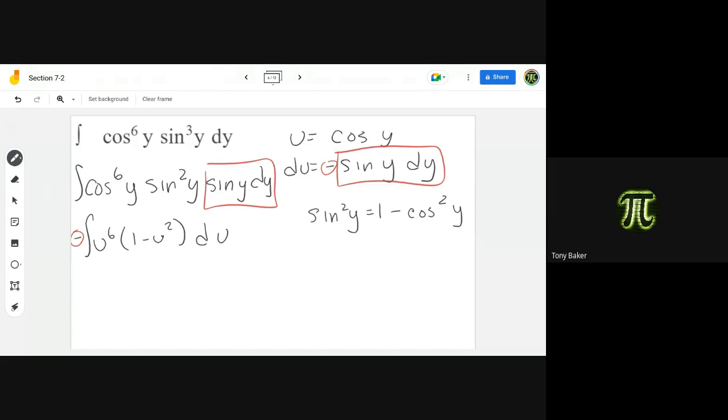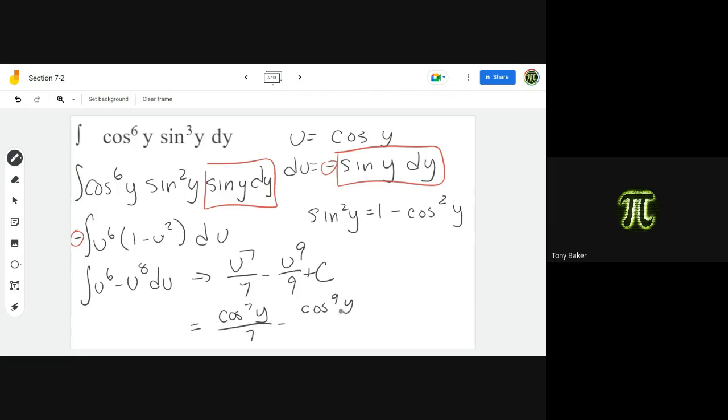All right, so now let's clean this up and do the integration. So I have u to the 6th minus u to the 8th. So I have u to the 7th over 7 minus u to the 9th over 9 plus c. So I have cosine to the 7th y over 7 minus cosine to the 9th y over 9 plus c.